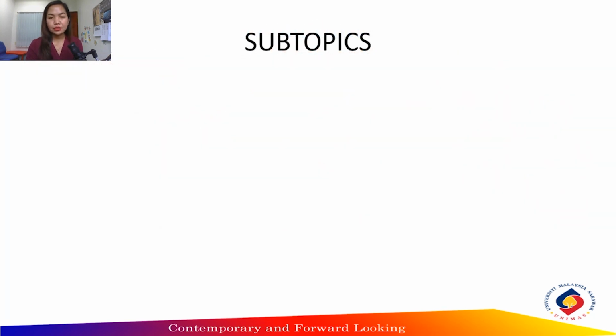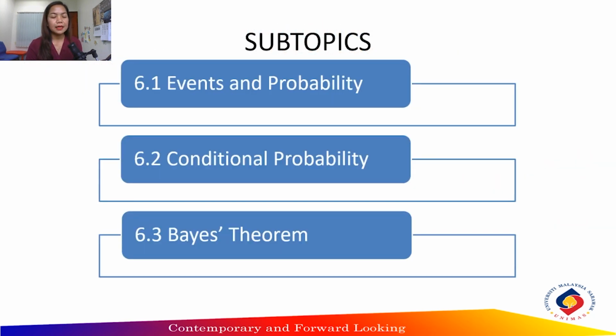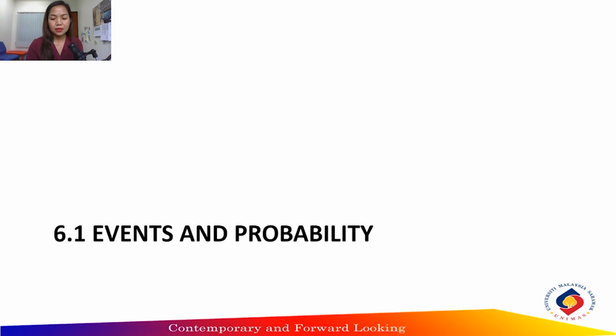So for this LU6, we have 3 subtopics. The first one is events and probability, the second one is conditional probability, and the last one is Bayes' theorem. Now let's go to the first subtopic, which is events and probability.